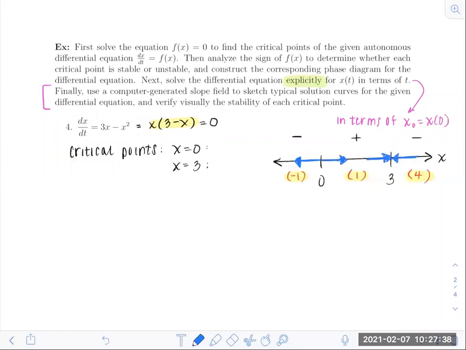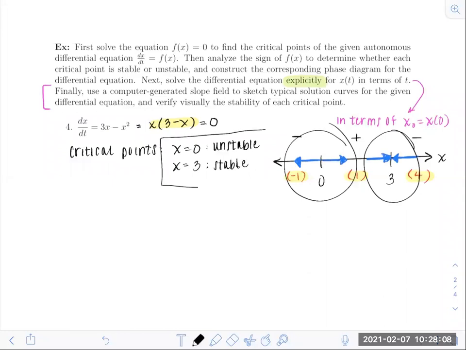Okay, so this is our phase diagram. And we can read this phase diagram by saying, all right, at 0, my arrows are pointing away from my critical point. So my solution curves will move away from 0. That is unstable. And then at 3, my arrows are pointing towards 3. So my solution curves will converge toward that equilibrium solution. That indicates stability.